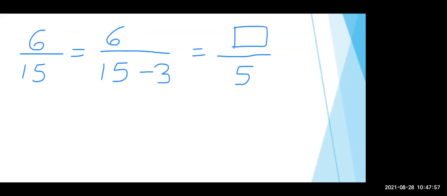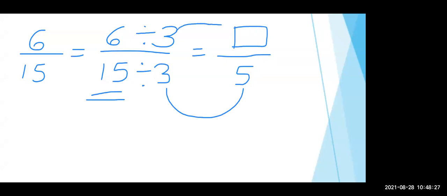So we will divide. We will not multiply. See, if I multiply 15 by 3, 15 threes is 45. But we want our denominator 5. So at that time we will use division. If we divide the denominator by 3, we have to divide the numerator also by 3. So 3 fives are 15, and 3 how many times is 6? Very good. 3 twos are 6.